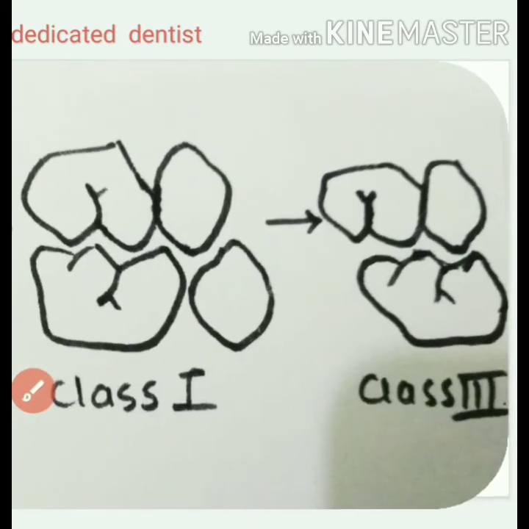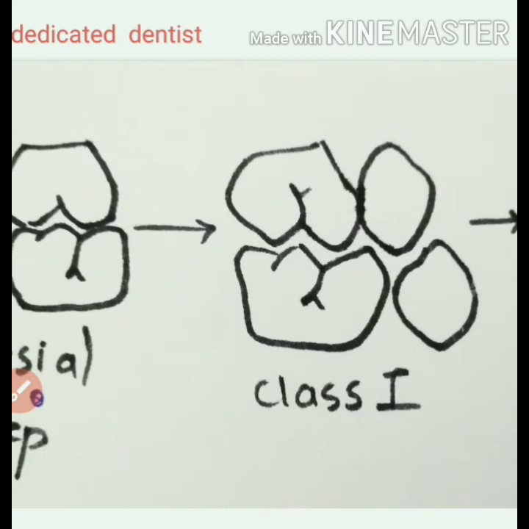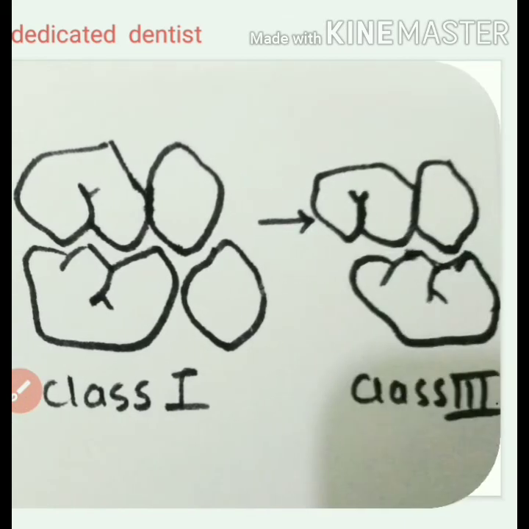Or now the changes are happening again. When there is mandibular forward growth, we get a class 3 relation. Suppose our deciduous dentition has a mesial step, it can either lead to class 1 if the same growth pattern persists, or a class 3 if there are changes in the growth pattern, that is, there is more forward growth of the mandible. Thus we get a class 3.